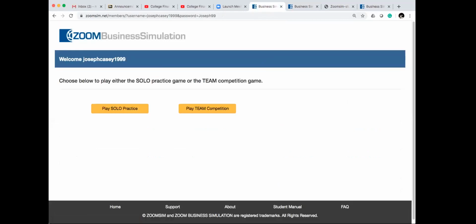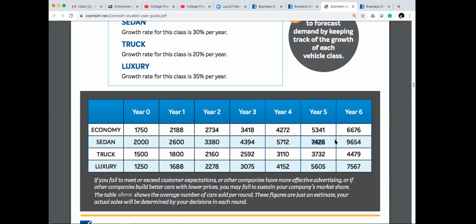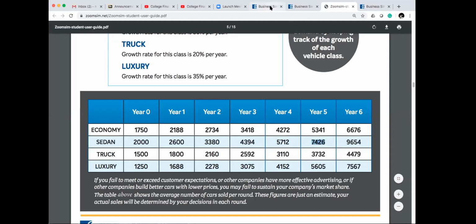Okay, so should I use 6,000 to make next year's predictions? I would start with the chart here. So the chart is saying 74. I would make this your starting point for your forecast, not 6K. So the 74 is your starting point. So if you feel that your cars are better than average, forecast higher than this number, maybe 7,600. If you feel your car isn't as good or isn't better than the average car, you should maybe go lower, like 7,000. So I'd always refer back to this sales chart in the student user guide.